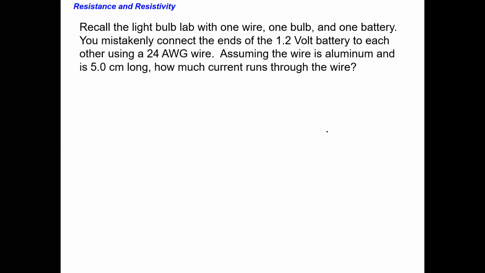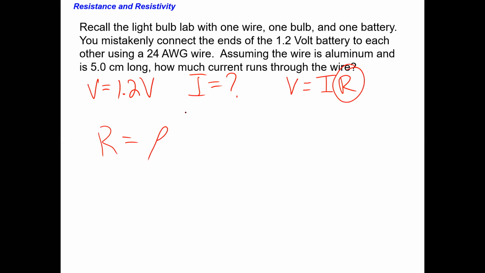All right, that's great. So what are we given here? We're given a voltage, 1.2 volts. We're asked for how much current is running through the wire. In order to figure that out, we could depend on Ohm's law. It says voltage is equal to current times resistance. But it looks like we don't have resistance yet, so we would need to figure out the resistance first. Resistance is equal to rho times L over A, or rho times L over pi r squared, if we think about a wire as a really long cylinder.